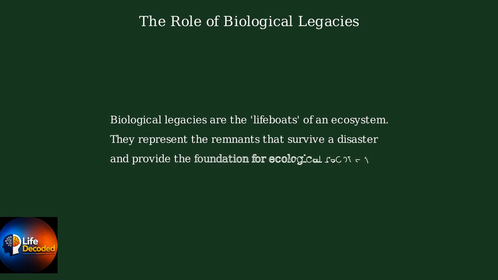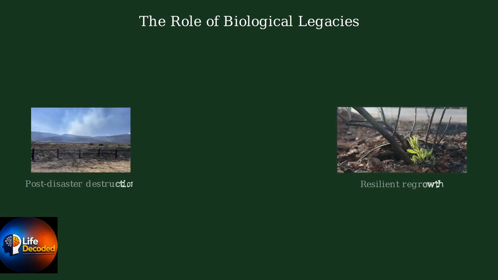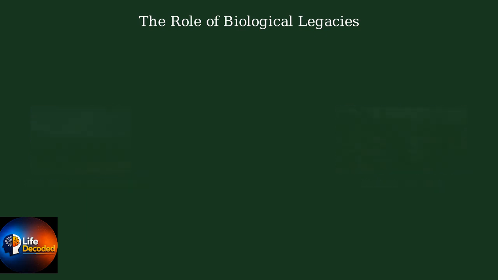Biological legacies act as the lifeboats of an ecosystem. They are the essential remnants that survive a disturbance, providing the habitat and genetic blueprints necessary for life to emerge again. Even after a devastating fire, pockets of life persist. These survivors allow for rapid recolonization.